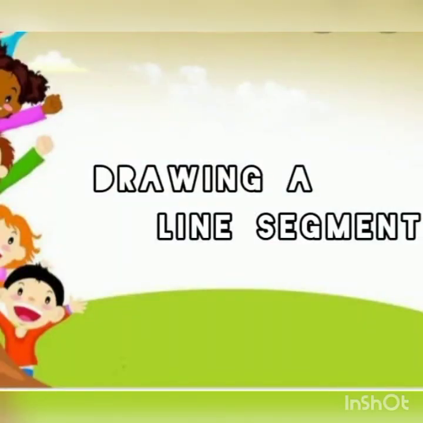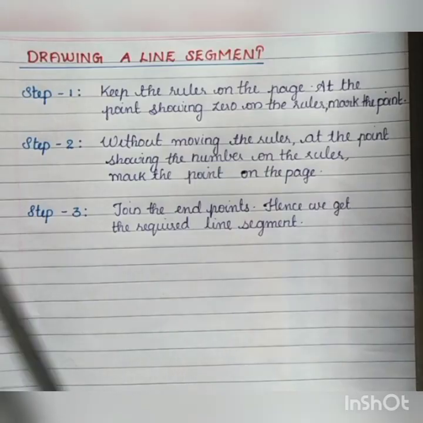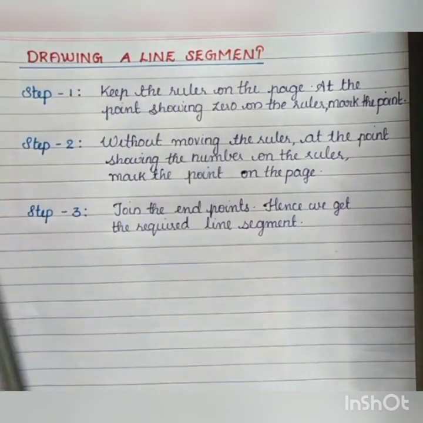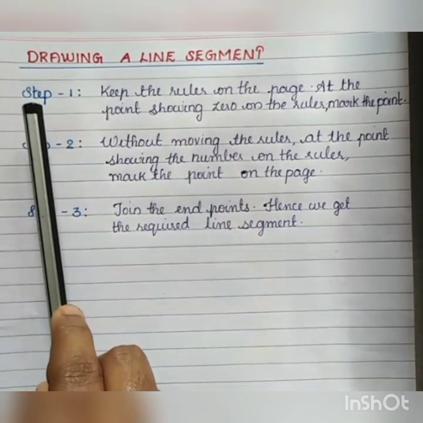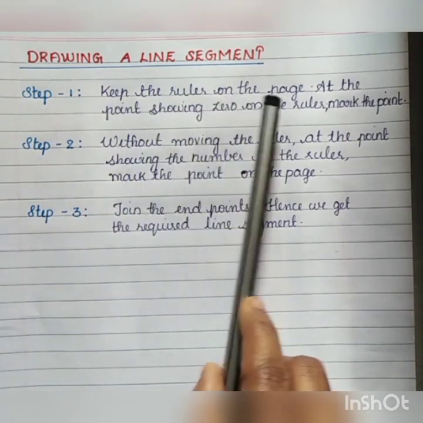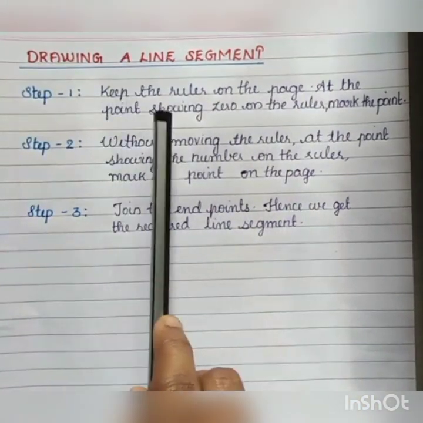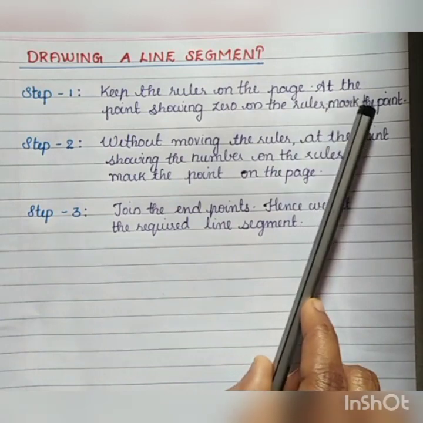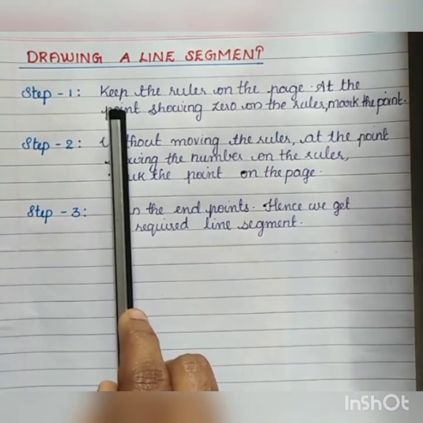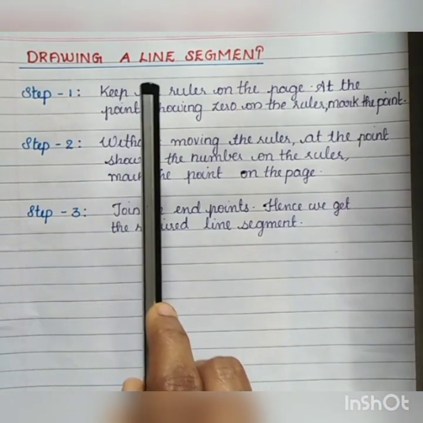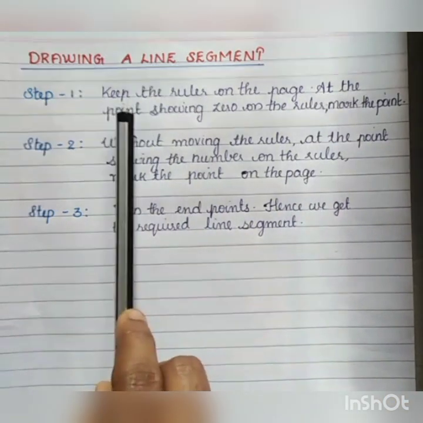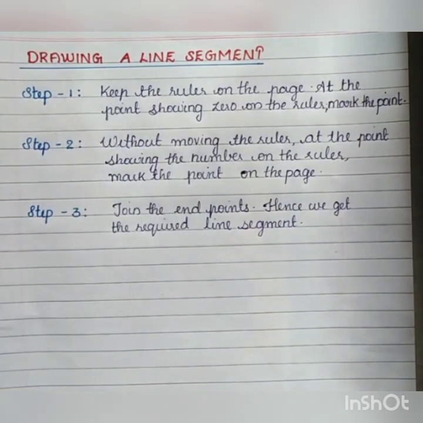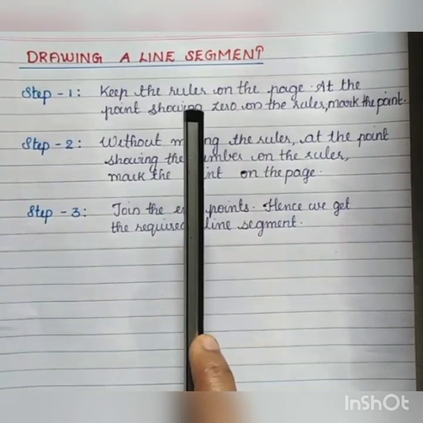Our next topic is drawing a line segment. Children, next we can learn how to draw a line segment. There are 3 steps that we should keep in mind while drawing a line segment. The first step is, we should keep the ruler on the page. At the point showing 0 on the ruler, we should mark the first point. That means, first, we should keep the ruler on the page where we have to draw the line segment. Then, at the point showing 0 on the ruler, we should mark the first end point.